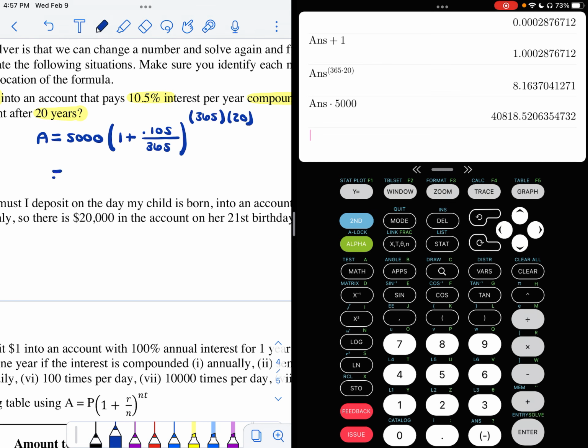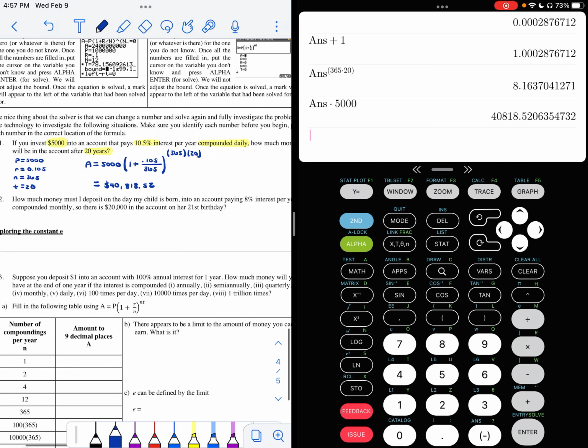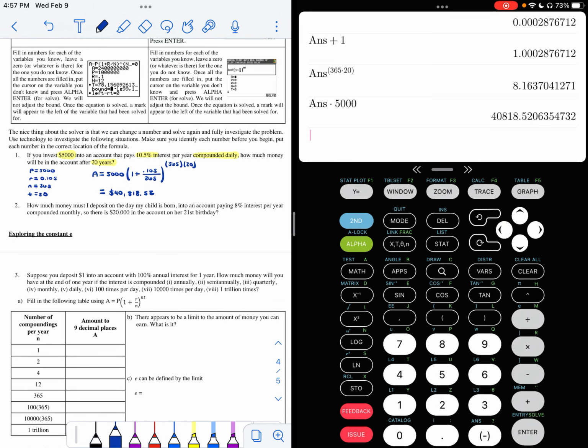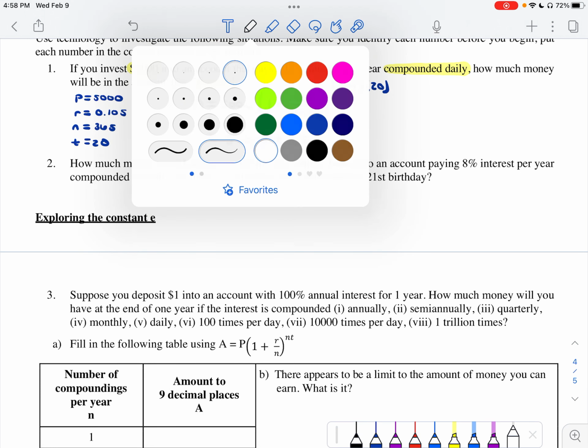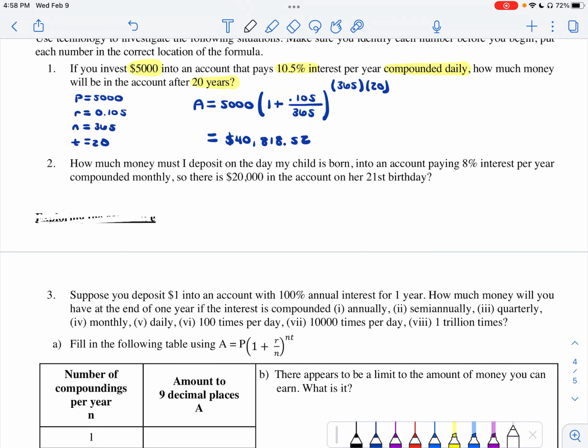Okay, so our answer here then is $40,818.52. So if you invest $5,000 into an account that pays 10.5% interest per year compounded daily, then after 20 years, you're going to have $40,818.52. Okay? All right, let's go ahead and take a look at another example. Something happened here. My page got off, so I'm just going to get rid of that guy.